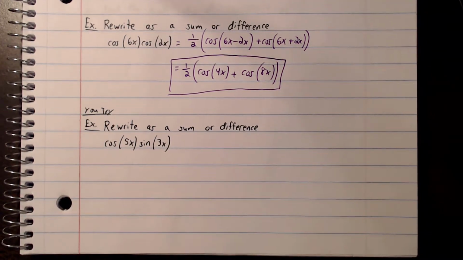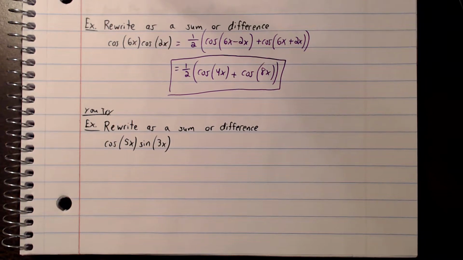Okay, so you have one to try on your own. You're rewriting cosine of 5x times sine of 3x as a sum or difference. Make sure that you use the correct formula here. Pause the video and resume when you're ready to check.